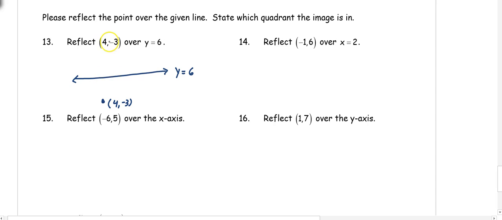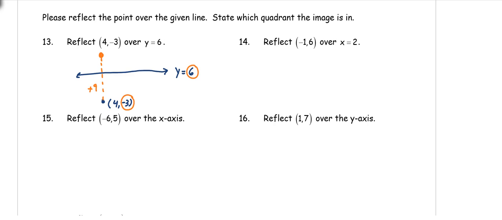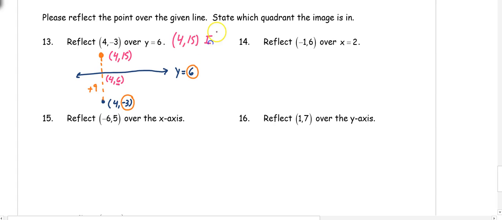So I need to figure out how much I would move to get to the line and then how much I need to go above the line. So first, to get to the line, we're going to look at our y coordinate because this is a y line. So how would I get from -3 to 6? I would add 9, which means I need to add another 9 after to get my new point. So if I added 9 to get to my line of reflection, my point would be 4, 6. I'm going to add another 9 to my y coordinate, so my new coordinate would be 4, 14. And that point is in the first quadrant.